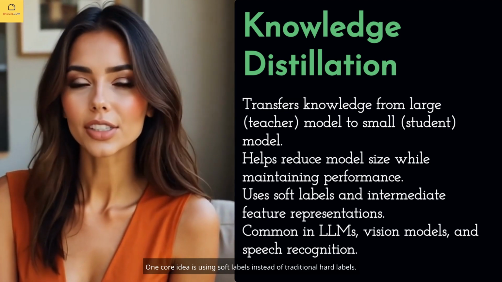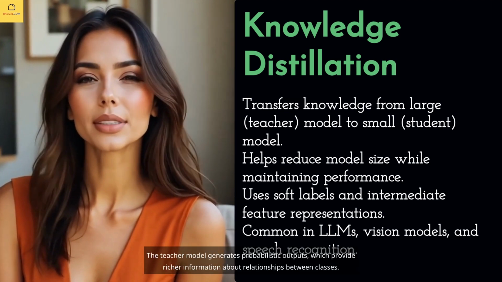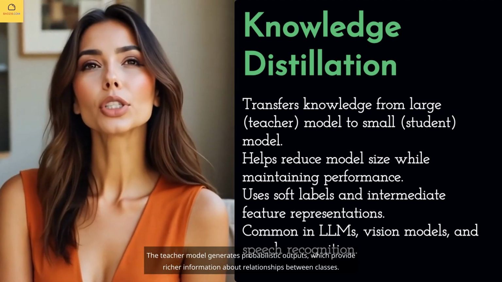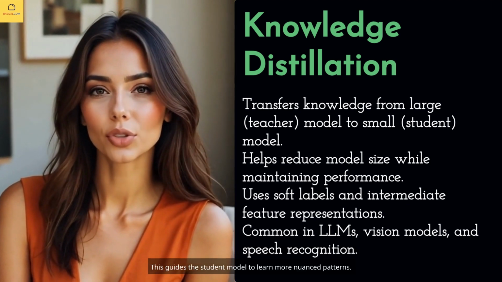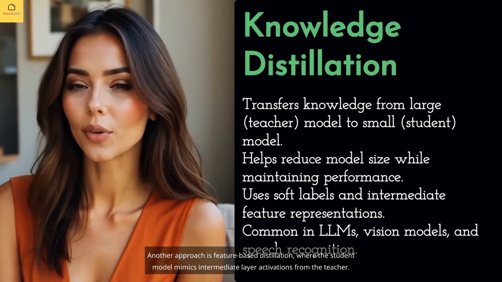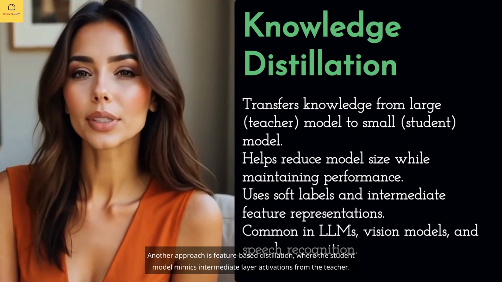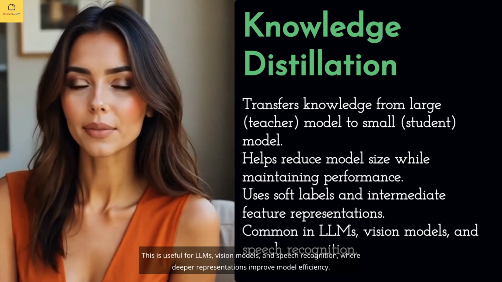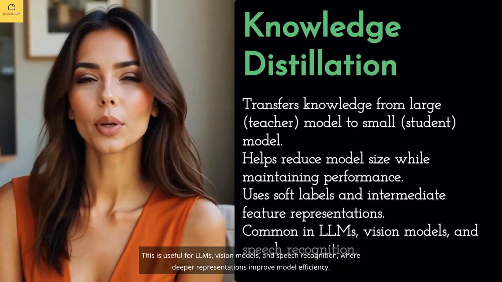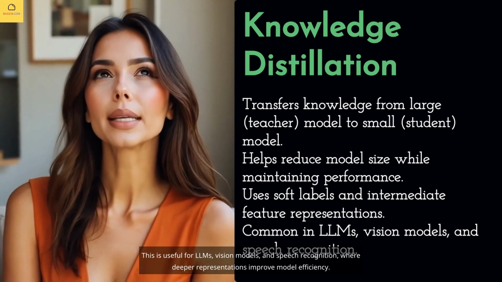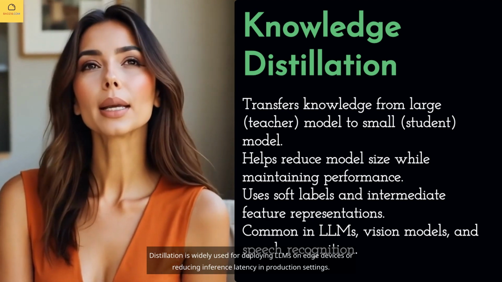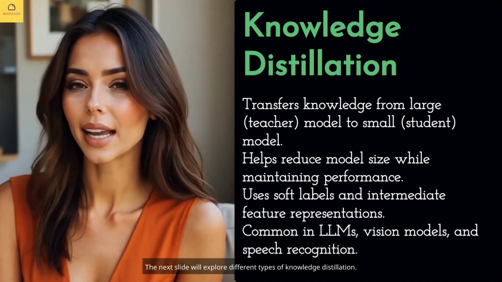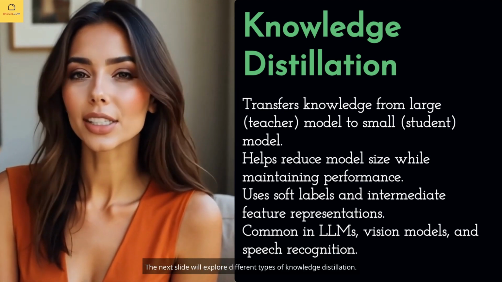One core idea is using soft labels instead of traditional hard labels. The teacher model generates probabilistic outputs, which provide richer information about relationships between classes. This guides the student model to learn more nuanced patterns. Another approach is feature-based distillation, where the student model mimics intermediate layer activations from the teacher. This is useful for LLMs, vision models, and speech recognition, where deeper representations improve model efficiency. Distillation is widely used for deploying LLMs on edge devices or reducing inference latency in production settings. The next slide will explore different types of knowledge distillation.